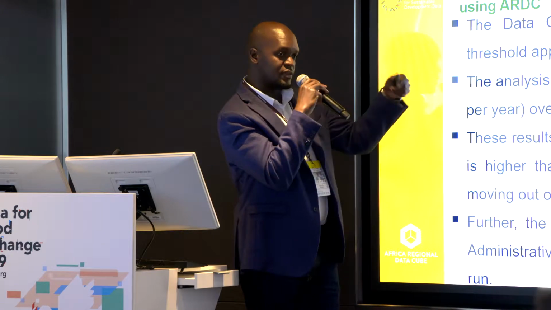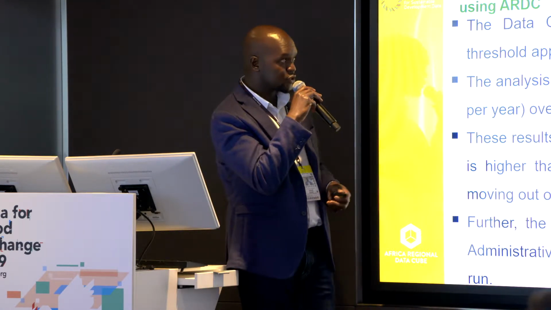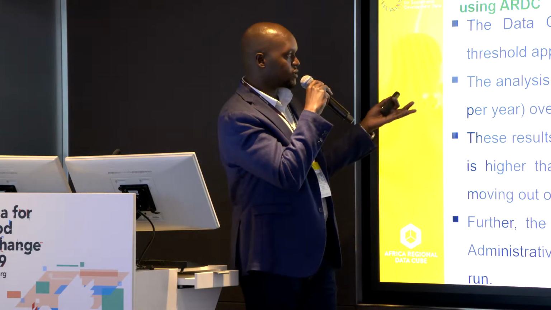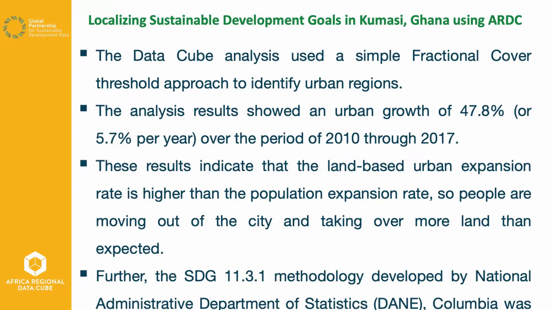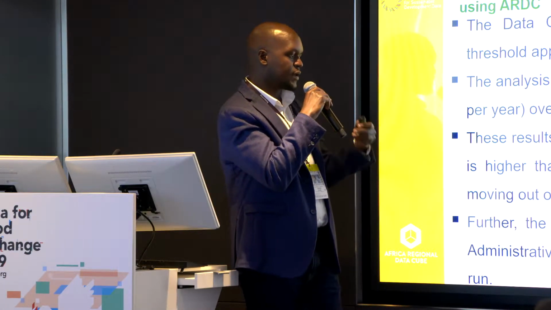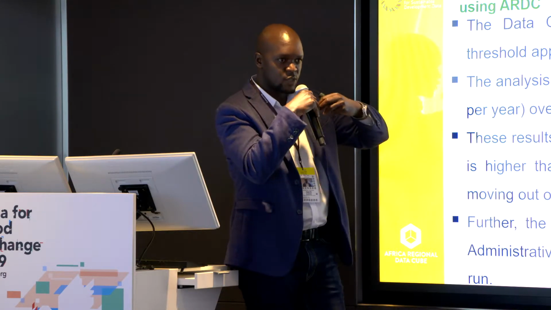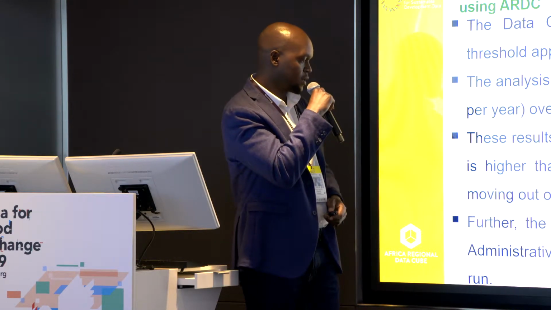Now, the analysis was actually done using a simple fractional cover threshold approach to identify the urban regions, and those are the findings, like I said earlier. But the results actually indicate that the land-based urban expansion rate is higher than the population expansion rate. So, based on some of the ground truthing, we discovered that more people are moving out of the concentrated city and taking over more land. So the city is actually expanding outward.